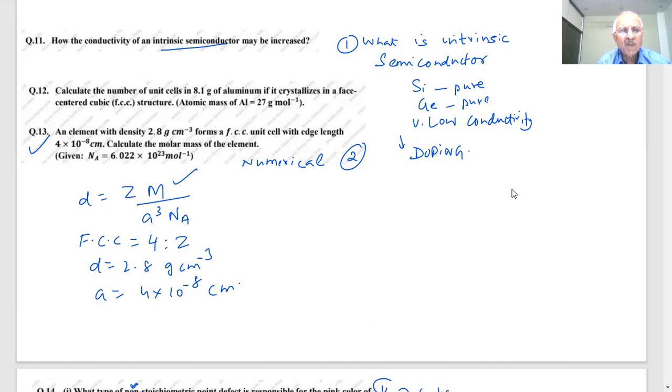How many variables are there? Constant values and other values. We have to be sure. Molar mass is a constant for a particular element, and Avogadro number is constant, so the others will vary: a, Z, and the relationship between a and r. This is the most important point: a equals 2r, a equals 2 root 2 r, and a equals 4 by root 3 r. Yes, sir. Now we remember.